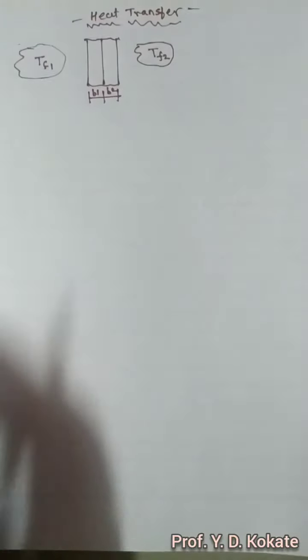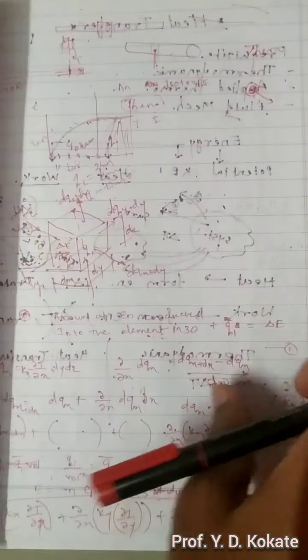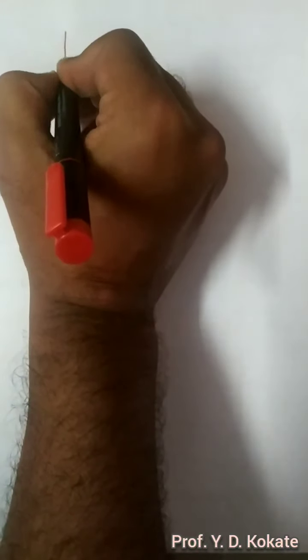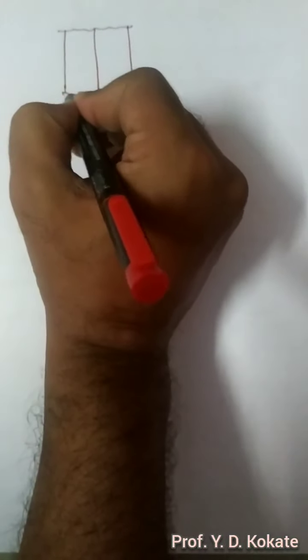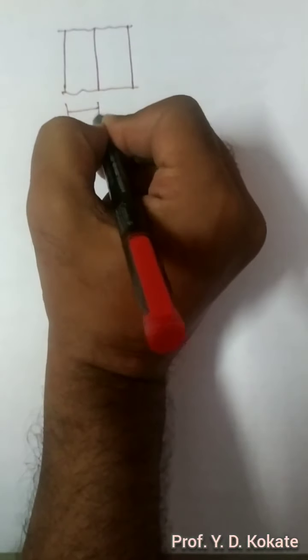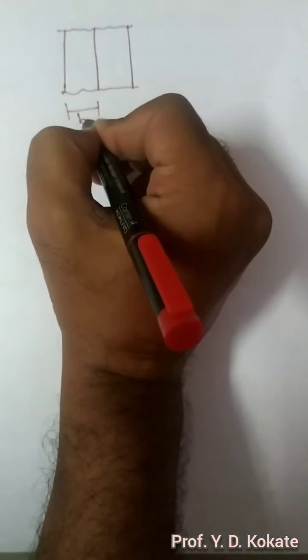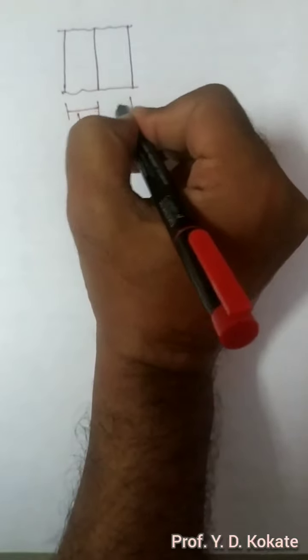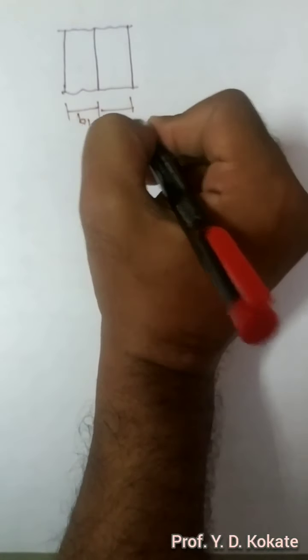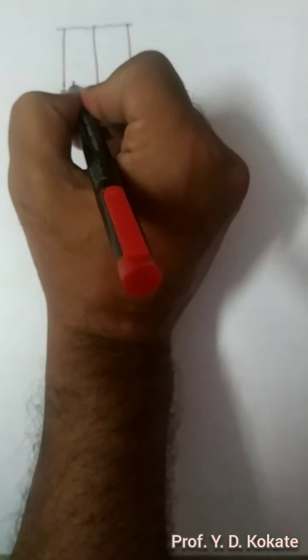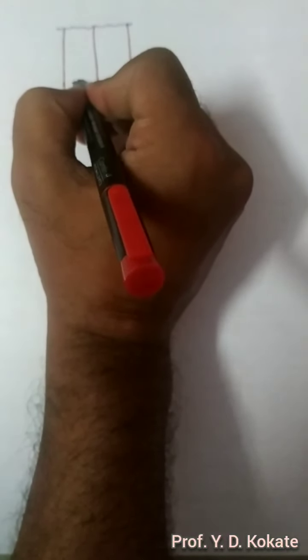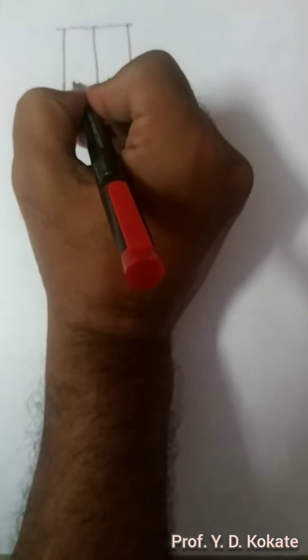So first of all we draw this case. This is the thickness of the outer side, I call it B1, and this is the inner side, I call it B2. This material is made up of puff, polyurethane, and this is made up of stainless steel, or you can take it as a metal sheet.